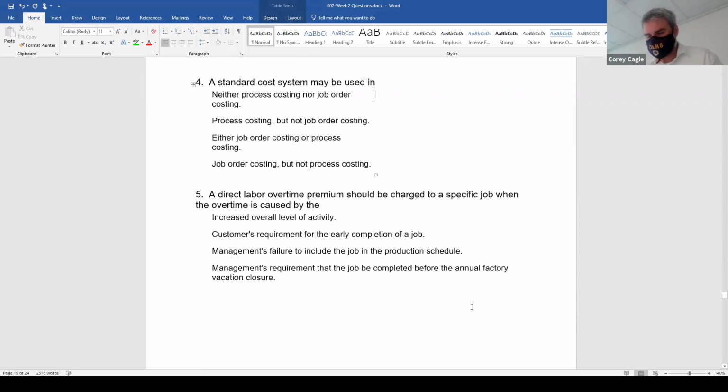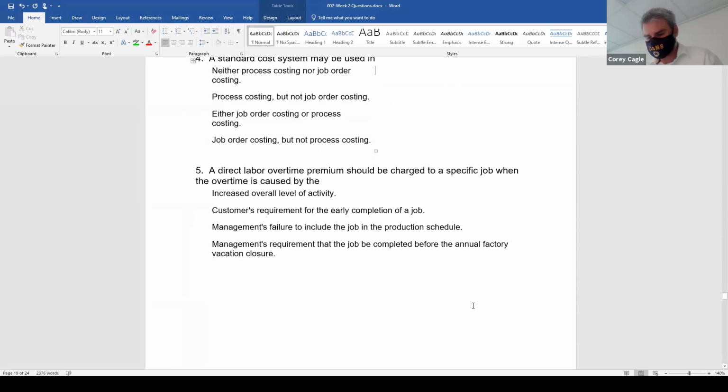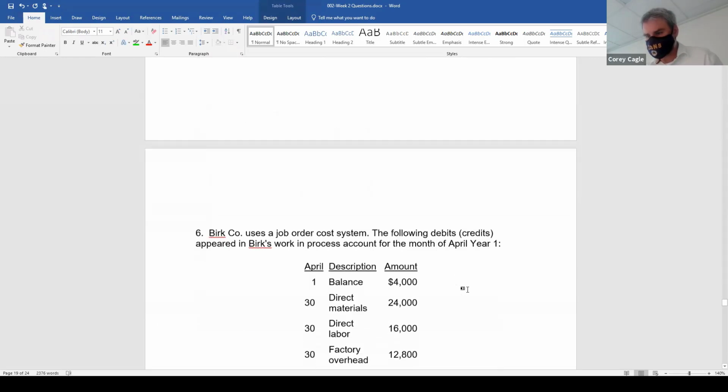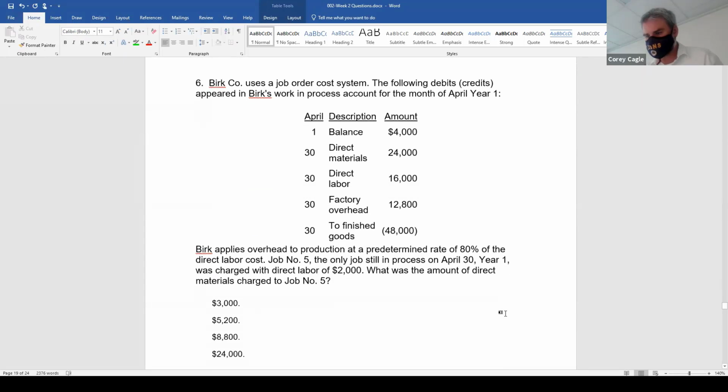4 is kind of out of left field on us a little bit. These are all pretty easy. 6. All right, 6 I like. Check out 6. This makes you need to kind of understand the whole big picture to get 6 done. So let's look at it.